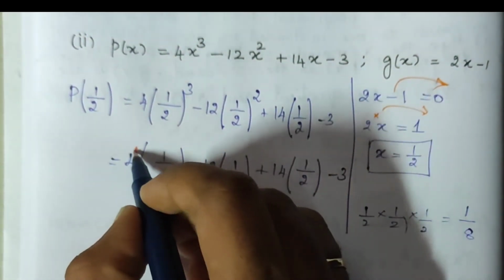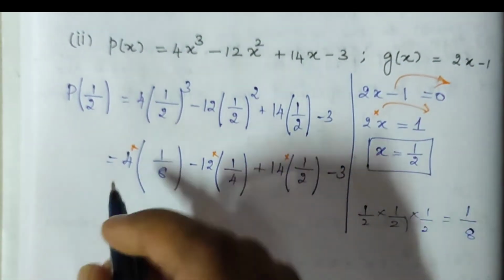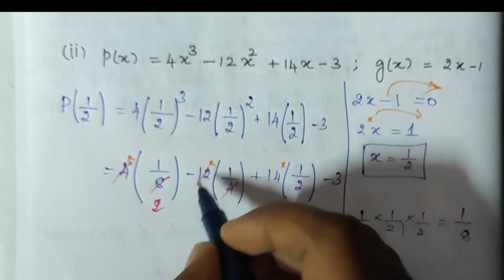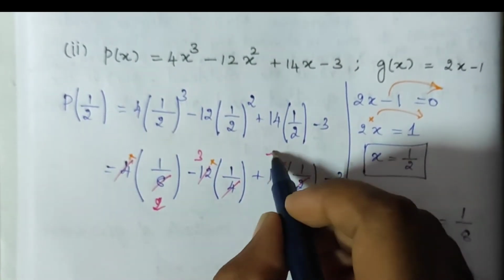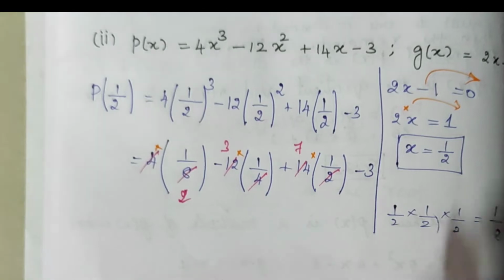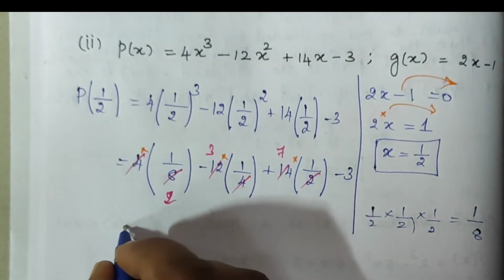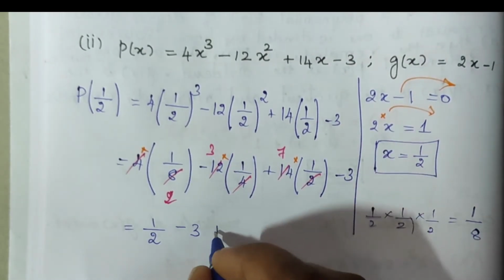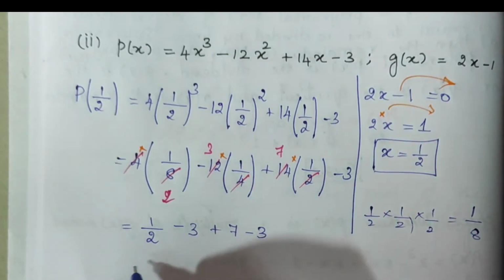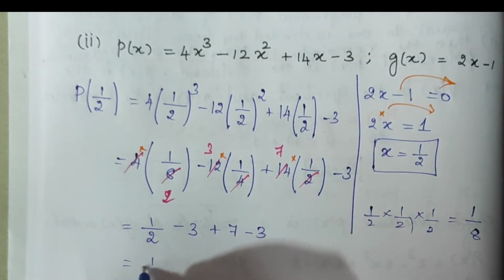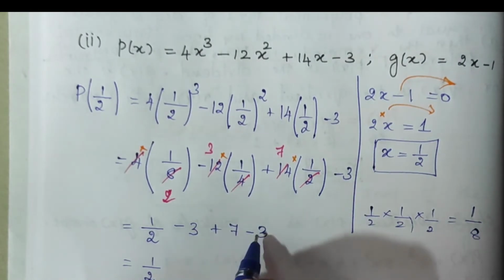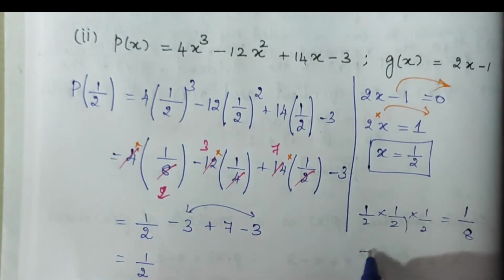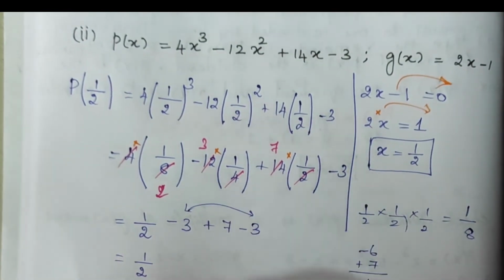If there is no sign in between, it is multiplication, so we can cancel it, right? So 4 2s are 8, 3 times, 7 times. So we'll get 1 by 2 minus 3 plus 7 minus 3. So 1 by 2 minus 3 and minus 3 is minus 6 plus 7 is equal to 1.